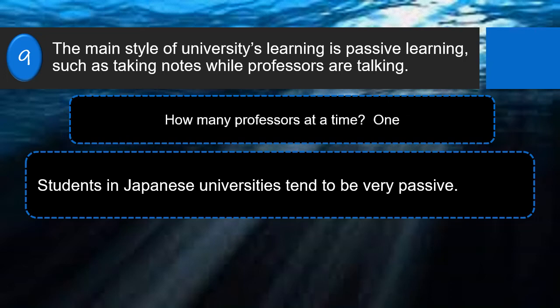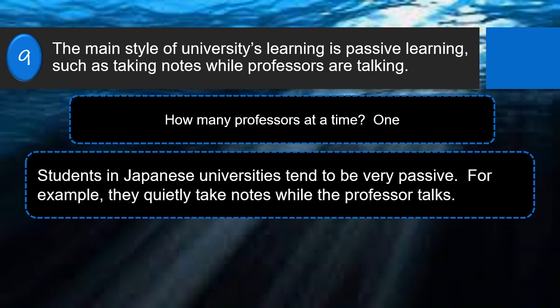Also, how many professors? Several in one class? Or is it just one per class? Students in Japanese universities tend to be very passive. For example, they quietly take notes while the professor talks. I've added "quietly" to emphasize this passive nature. It's very quiet, only one person is talking.